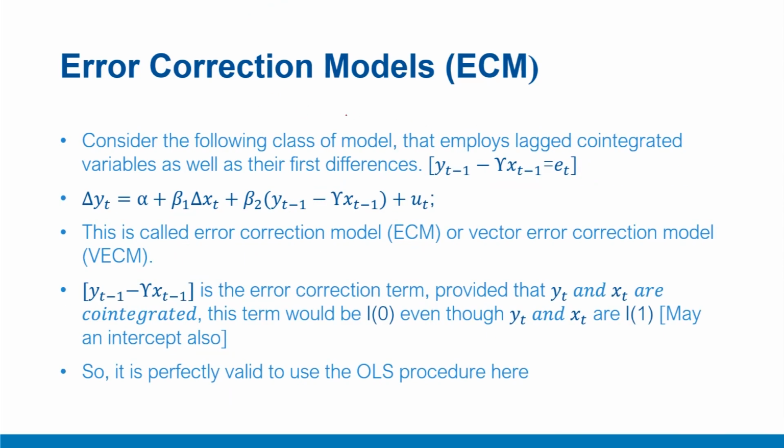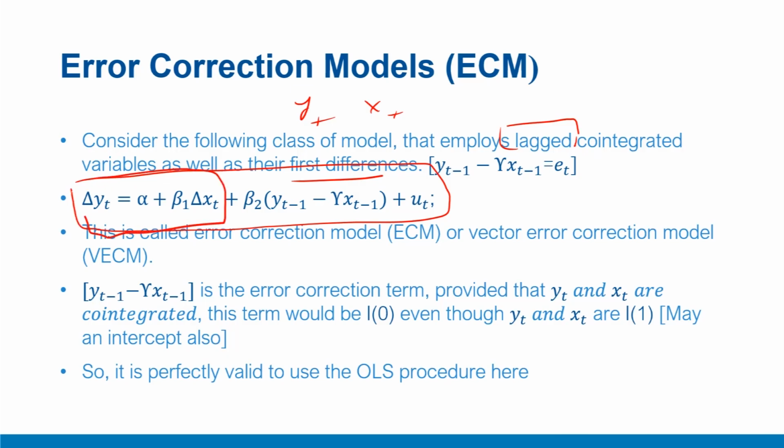The idea here is that if two series such as YT and XT are co-integrated, then we can combine their lagged values and their first differences to find this kind of model, which is a combination of this first component, short term, and also their lagged values, which essentially captures their long-term relationship. So if they are co-integrated, we can say that there exists a combination like this, which is a long-term relationship.